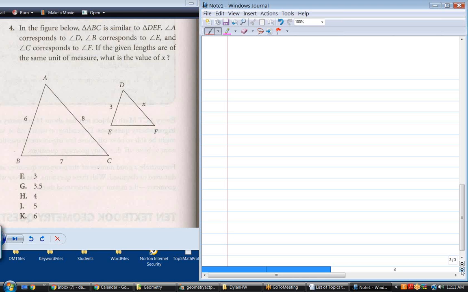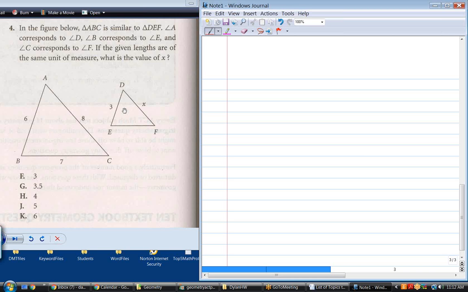Yep, we have. So in the figure below, ABC is similar to DEF. A corresponds to D, B corresponds to E, C corresponds to F, so the same unit. In other words, that entire paragraph can be summed up in the statement that that's similar to that, and they're oriented the same way. In other words, this one is not rotated.